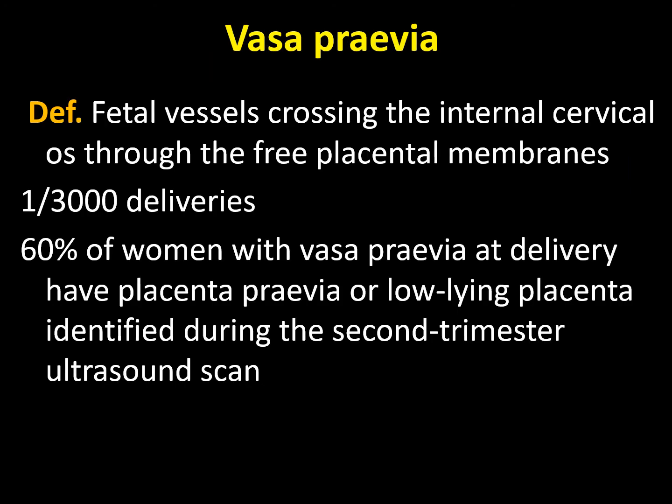Vasa previa is defined as fetal vessels crossing the internal cervical os through the free placental membranes. The incidence is really low, 1 in 3,000 deliveries, and 60% of women with vasa previa at delivery have placenta previa or a low-lying placenta identified during the second trimester ultrasound scan.